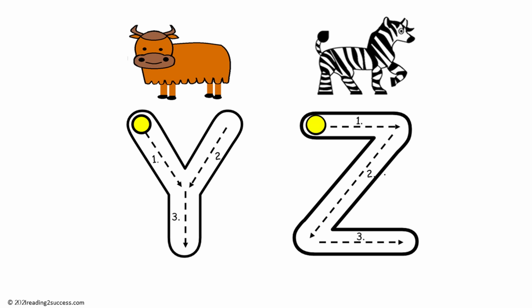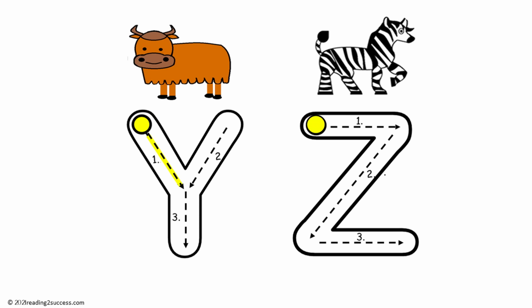Our last letter card has two letters, Y and Z. They are both consonants. Y makes a Y sound as in yak, and Z makes a Z sound as in zebra.